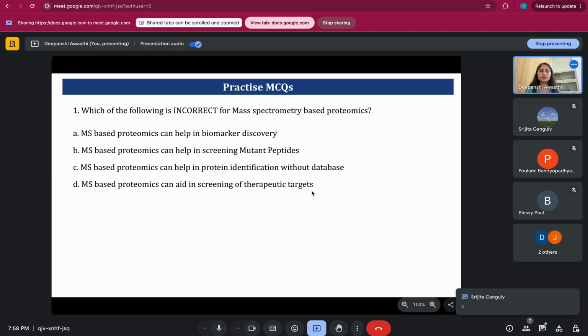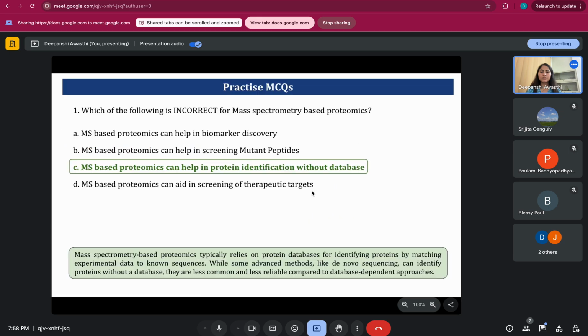Okay, very good. Yes, C is the right option, which tells you that without a database you cannot identify the target. So this is the wrong statement. Otherwise everything can be done with the help of mass spectrometry based proteomics.